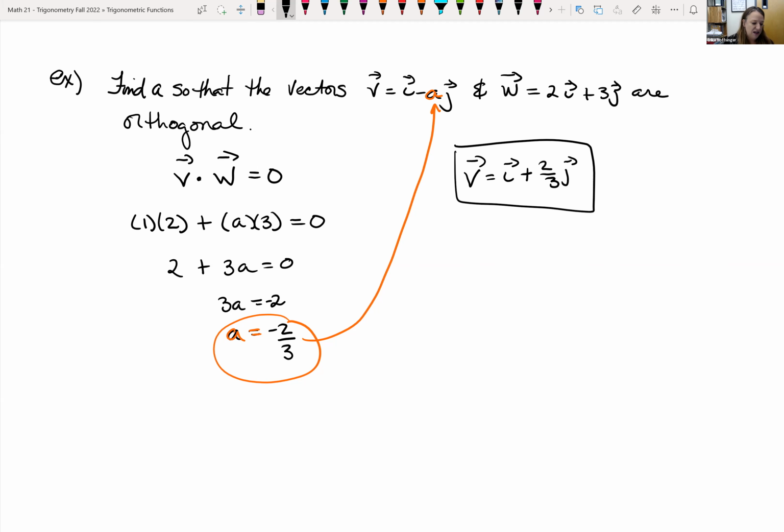So now we're going to look at ways that we can decompose some vector V into two vectors, V sub 1 and V sub 2, where V sub 1 is parallel to our vector W and V sub 2 is orthogonal to our vector W. So this is called decomposing a vector onto another vector. Let me go through that before we look at an example.